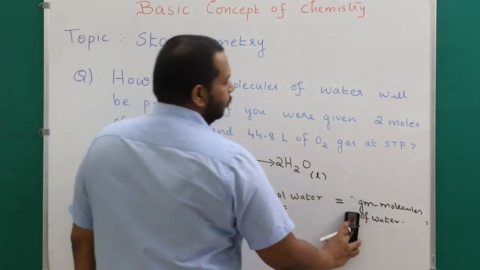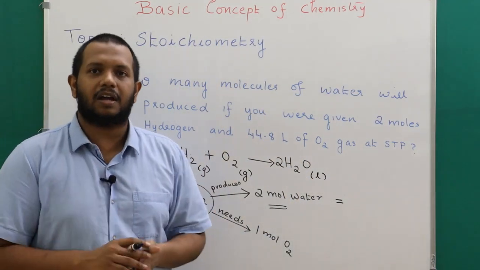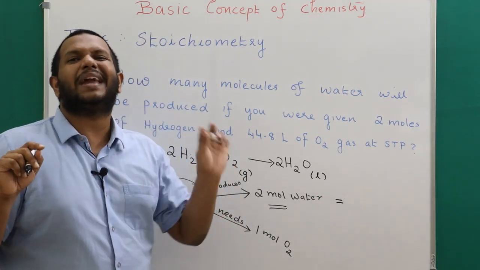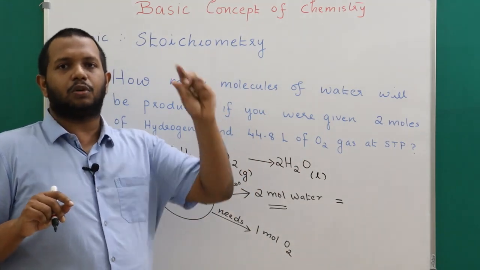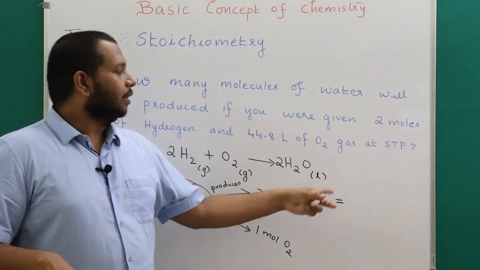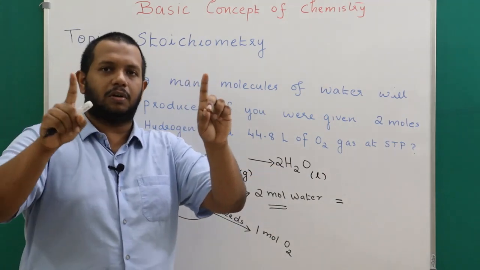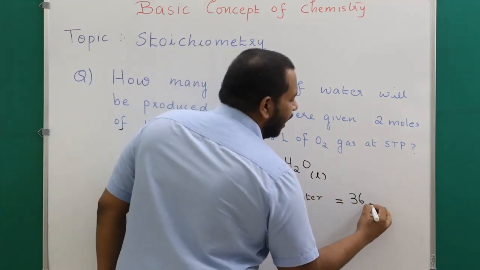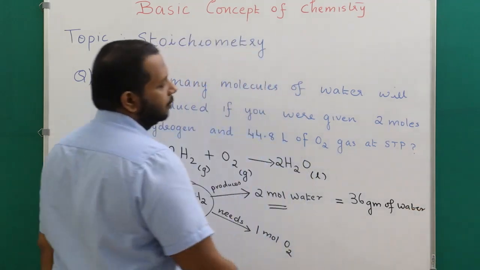Suppose they are asking what is the mass of water produced. I know that 1 mole of water has a mass of 18 gram. I learned this from my fundamental concept: 1 mole is equal to molecular mass expressed in grams, or you can say molar mass in grams. So 1 mole is 18 gram. Convert it into 2 mole, multiply by 2 on both sides. Then the answer will be 36 gram of water produced.